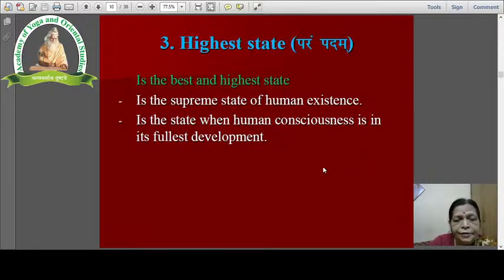Now, the third point, it is the highest state or Parampada. Samadhi is the highest state. It is the best and the highest state. It is the supreme state of human existence. It is the state when human consciousness is in its fullest development. So he reaches the highest state of human existence.